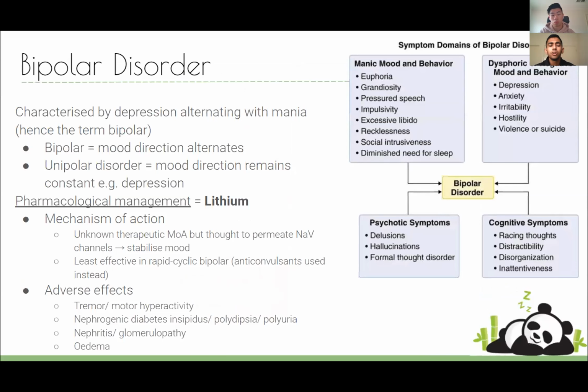Okay, bipolar disorder. As opposed to depression being a unipolar disorder where our mood is only in one direction, we can have bipolar disorder, where our mood is in two directions and it's alternating. So it's depression alternating with mania. That's the main part of bipolar disorder. The way that we treat it, we use lithium. We don't know how it works exactly, but it's thought to permeate those sodium channels and block them so they're less likely to depolarize and hence stabilizing our mood.